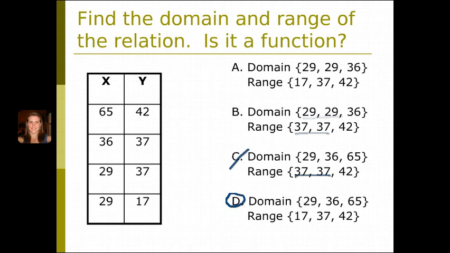However, let's talk about why D is correct. 29 is your lowest x value, 36 is the next lowest, and 65 is your highest. So that takes care of the domain for D. The range lowest value is 17. Your next lowest value would be 37, and your highest value is 42. Again, D is the correct answer.